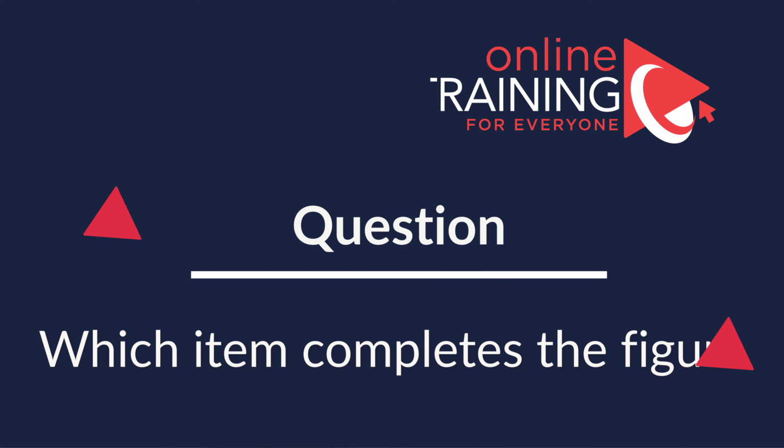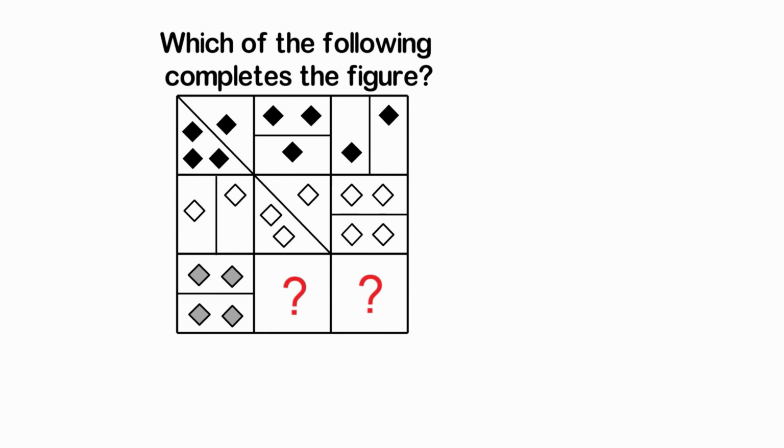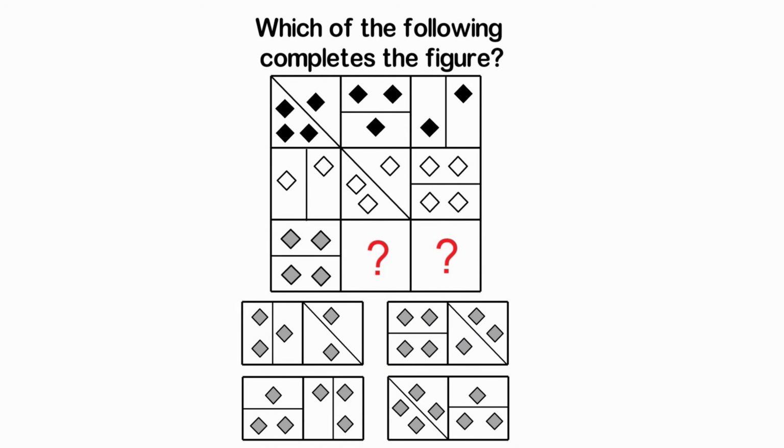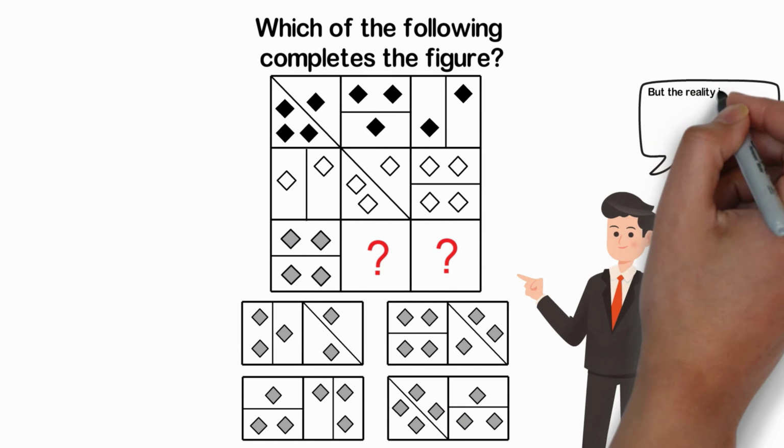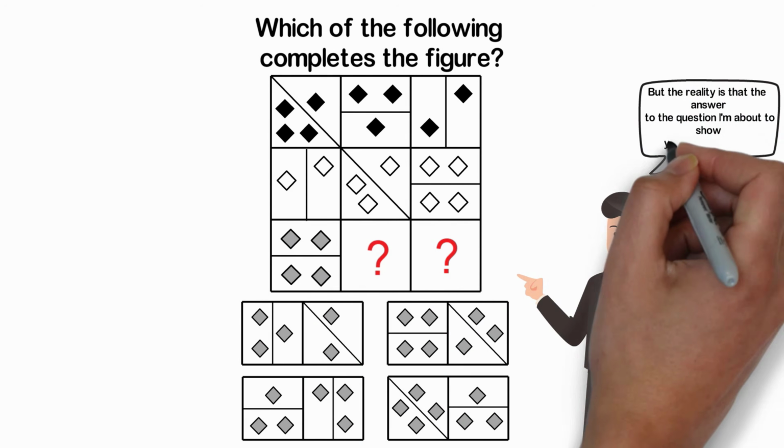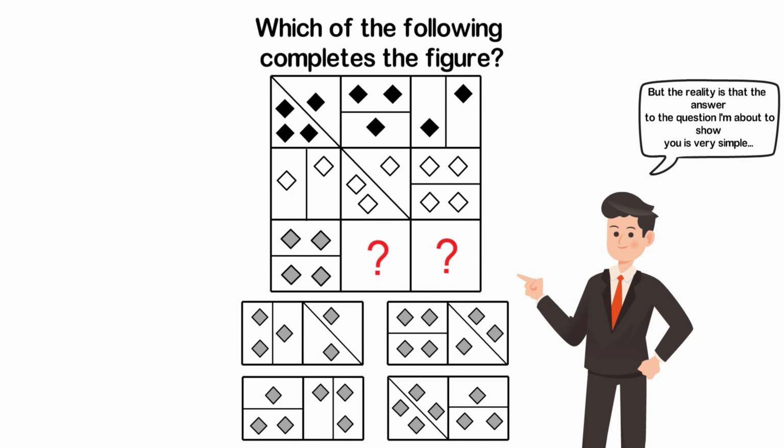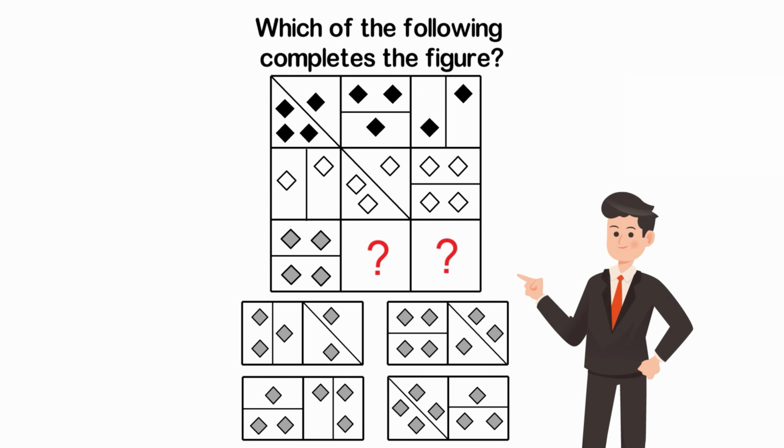When you see a question like this, you might ask yourself, how can it possibly be even more confusing? But the reality is that the answer to the question I'm about to show you is very simple. Let's look in more detail. You're presented with a 3x3 matrix. 2 of the shapes in the matrix are missing. They are located in the bottom row.